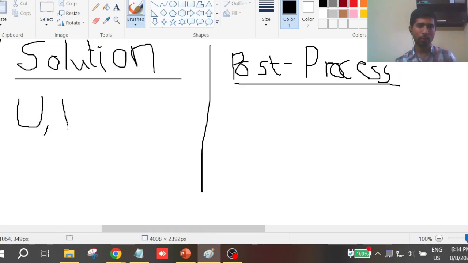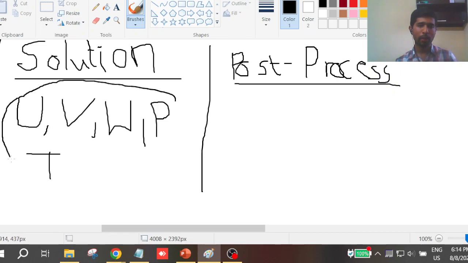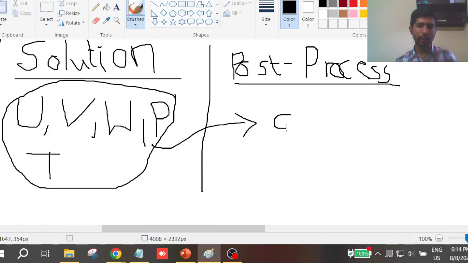U, V, W are the velocities, and the pressure, and you will get temperature. These quantities you will get, but from these quantities you have to calculate, say, heat flux, and then you can calculate Nusselt number. These are some basic things in our fluid mechanics and heat transfer.